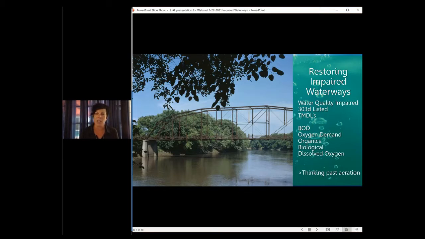And the idea is that we're going to try and think past aeration. With aeration, you can get to a certain level of dissolved oxygen. But what if you could go beyond that? We're going to talk about what the advantages of using pure oxygen are and how those are used for restoring impaired waterways. So let's dig in.